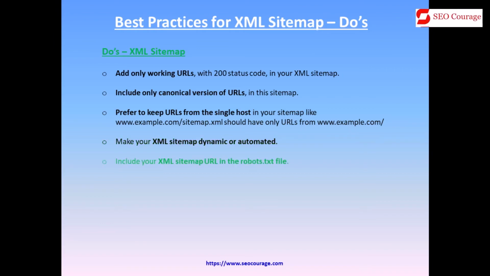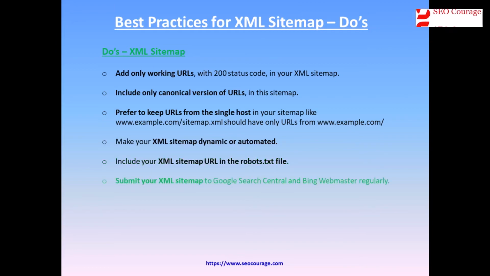So the next best practice is to use your XML sitemap URL in the robots.txt file because it helps in better crawling of your website by the crawlers. We move on to the next best practice, which is submitting your XML sitemap once you create it in Google Search Central as well as Bing Webmaster, and regularly you should do that, every 15 days or 1 month, whenever your pages get updated.